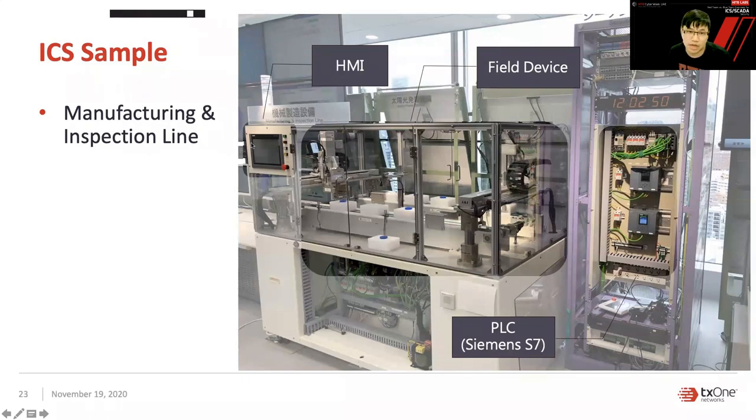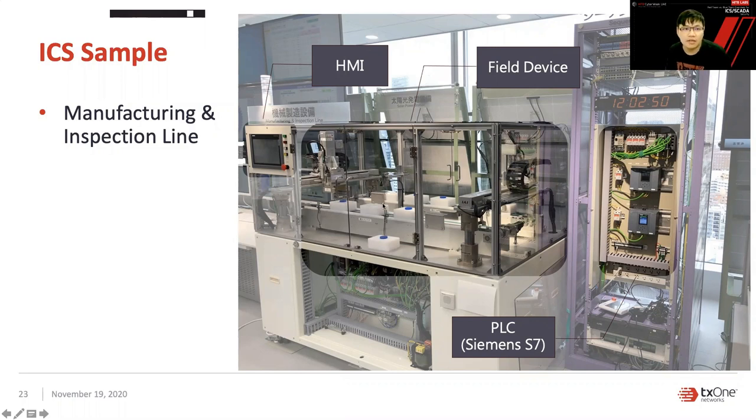This HMI is touch panel based. It's like our iPad or our panel. And the field device runs the process here. So it's a manufacturing line, a real one but small, copied from a real manufacturing line in Japan. Also here, you will see the HMI sends the orders and commands to the PLC, and the PLC runs the command in the field devices.